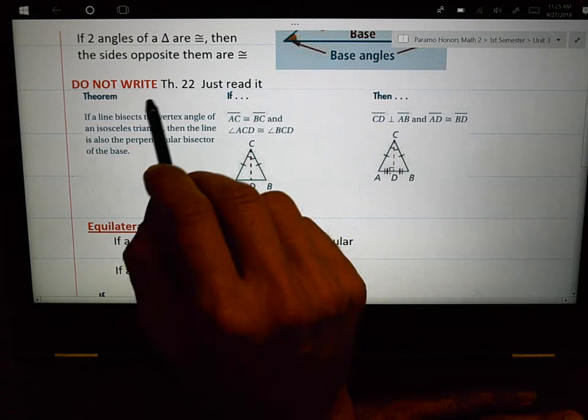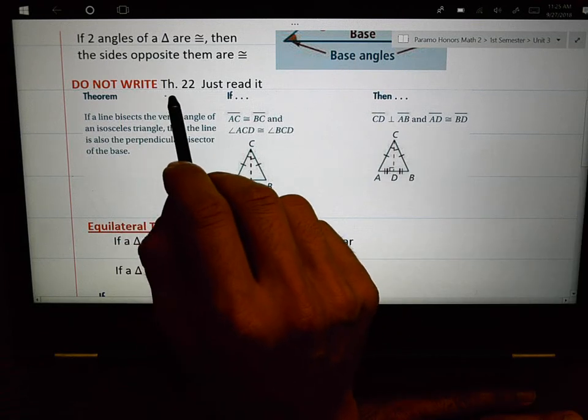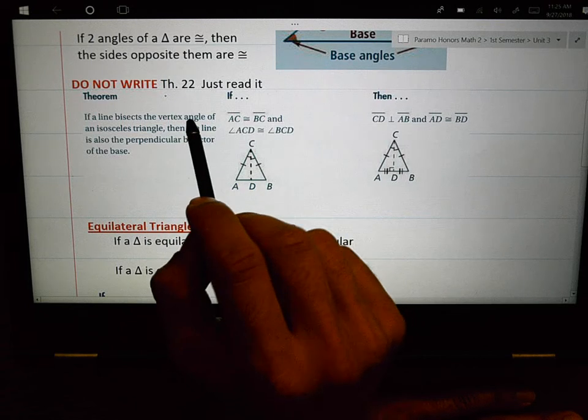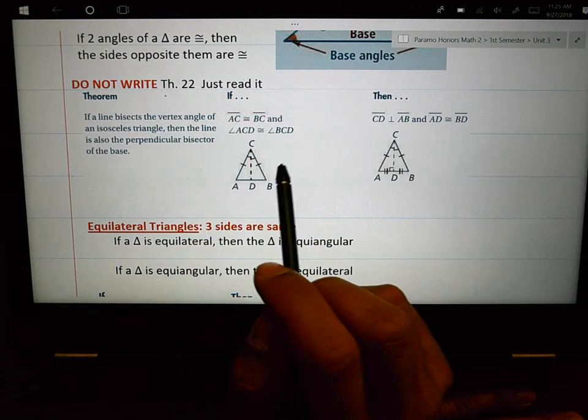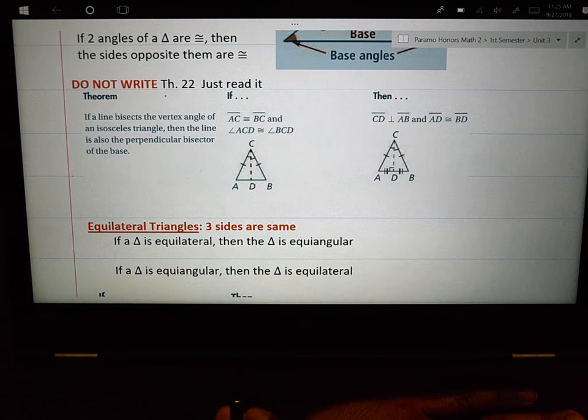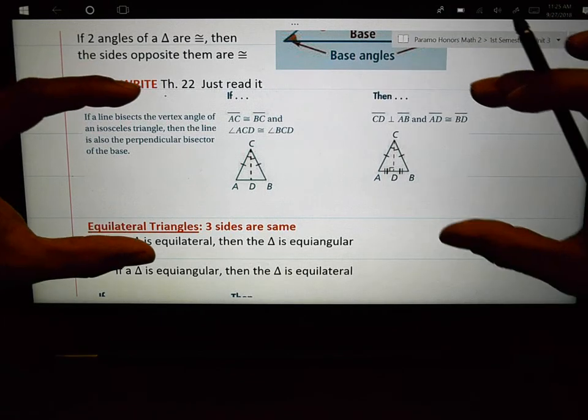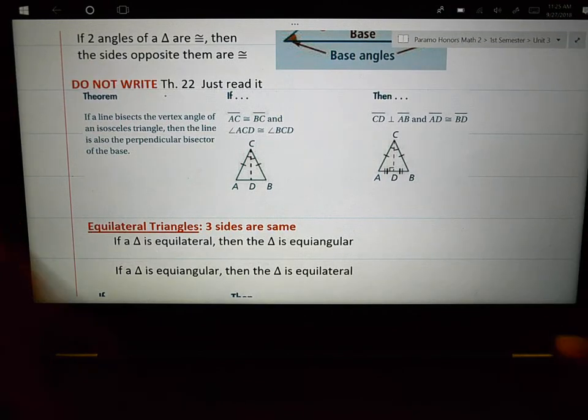It is something that's provable. That's why it's called a theorem. The difference between a theorem and a postulate is that theorems can be proven, whereas postulates are facts. So we're going to use this idea in a later problem you'll see.